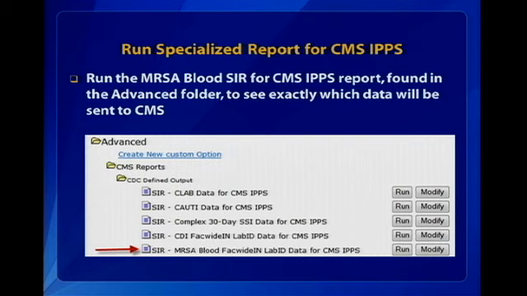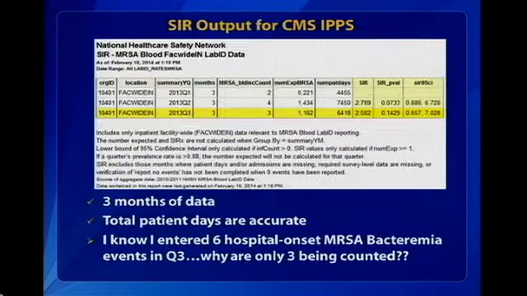So when we want to see which SIR data will be sent to CMS, we go into the advanced folder under CMS reports, and in this case we're going to run the SIR MRSA blood FAC-wide and lab ID event. So here's a sample output for this facility. Again, we're focusing on 2013 quarter 3.